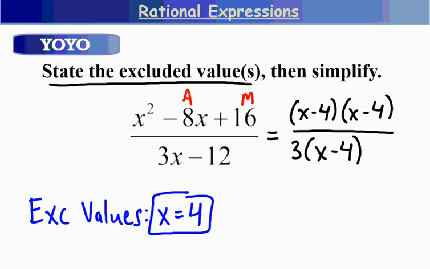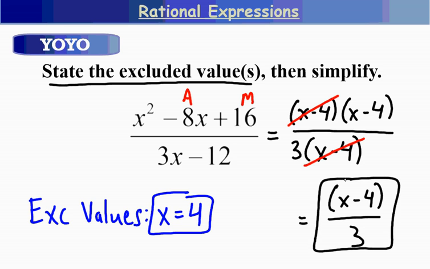Now they ask me to simplify the statement. So I simplify by dividing out any common factors. This x minus 4 could cancel any one of these. It can't cancel both because it's just one of them. So cancel one of them out. When I simplify this, what's left up top is an x minus 4. What's left down below is a 3. So once I simplify it, I'm left with that statement.